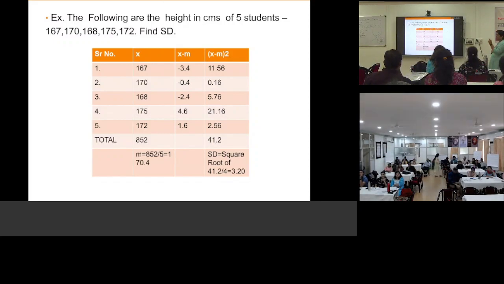Square root. You are doing a square of it. You are multiplying it with itself, so the minus sign will go away. Okay, and so the total is 41.2.